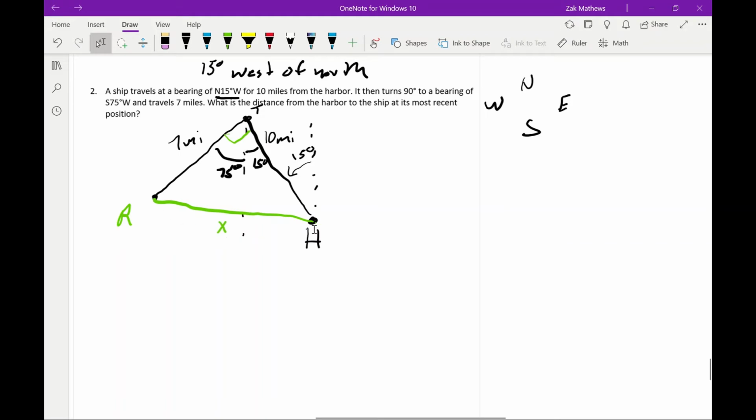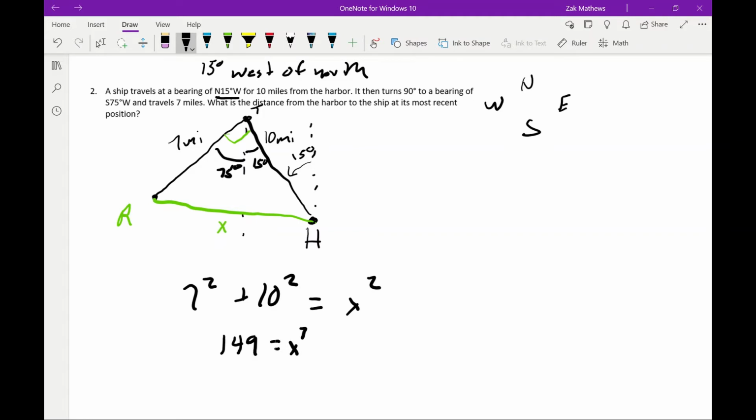We want to know side x. Well, here we have two of the three sides of a right triangle, and it is a right triangle. That is important to note. So we can use our Pythagorean theorem. 7 squared plus 10 squared is equal to x squared. And 7 squared is 49, 10 squared is 100. So we get 149 is equal to x squared. We're going to take the square root of that. So that would be the exact value, or we can type this into the calculator.